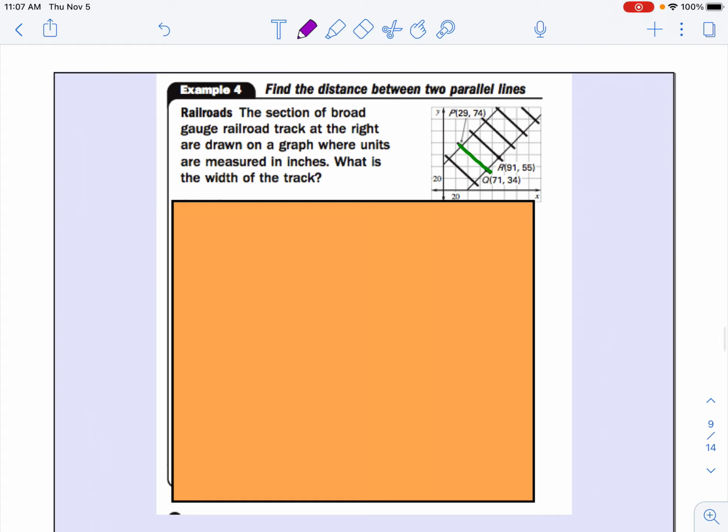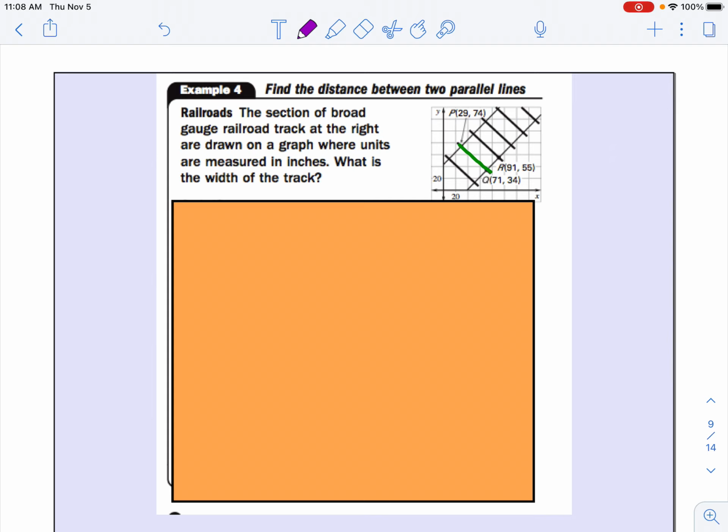All right, it says find the distance between the parallel lines. So first of all, it says railroads. The section of broad gauge railroad track at the right are drawn on a graph where units are measured in inches. What is the width of the track? So what you're trying to find is that green segment right there.